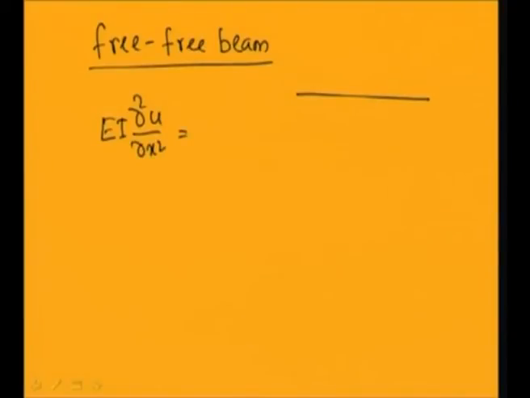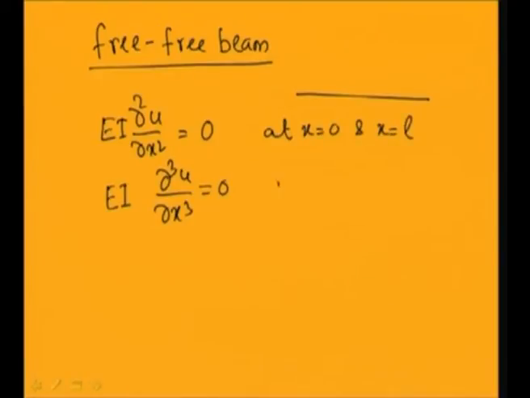So if the beam is free, the boundary conditions will be shear force and bending moment are 0. For bending moment I can write EI del square u by del x square equal to 0. Similarly, shear force equal to 0, so EI del cube u by del x cube equal to 0, at x equal to 0 and x equal to L.